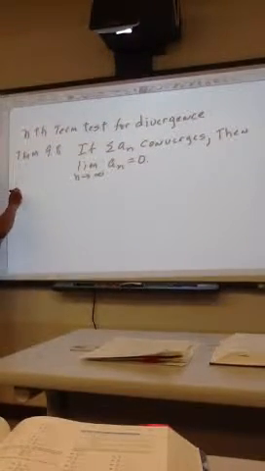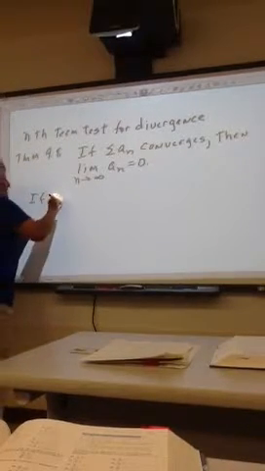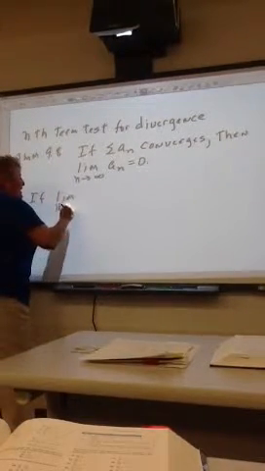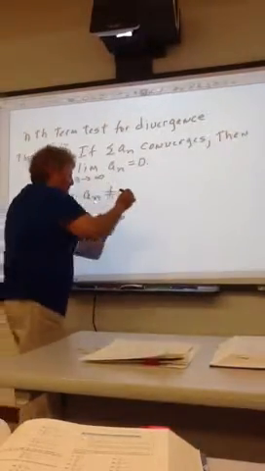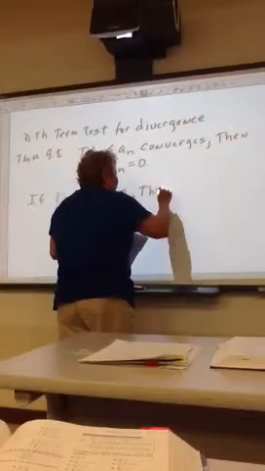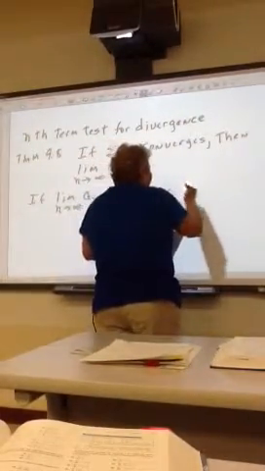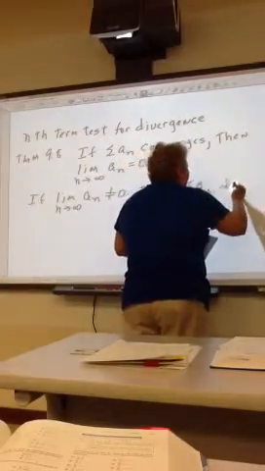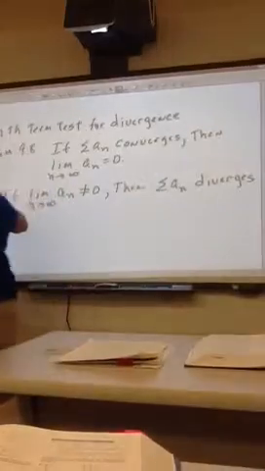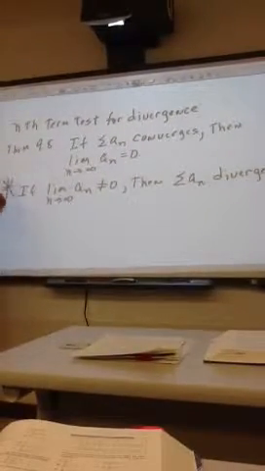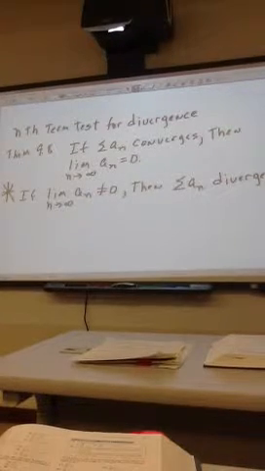So this is the contrapositive, and the contrapositive says if the limit as n approaches infinity of a sub n doesn't equal 0, then the series of a sub n diverges. So this is the one I need you to write in your notebook. This one is the biggie. And this is the direction you use it.